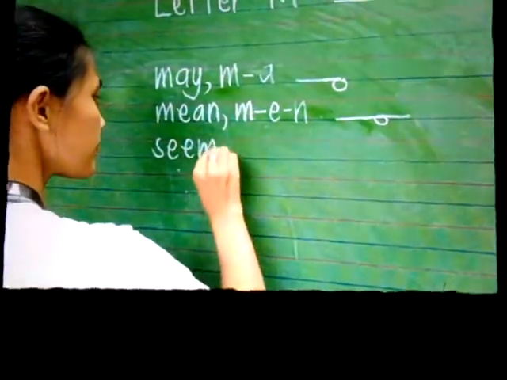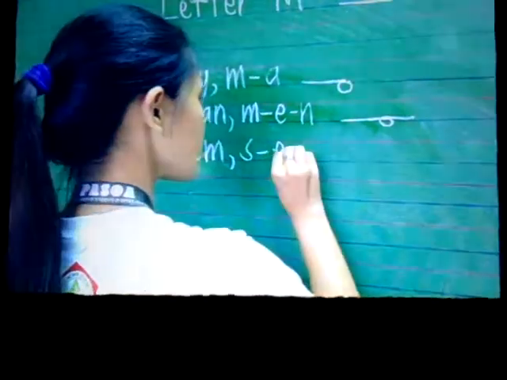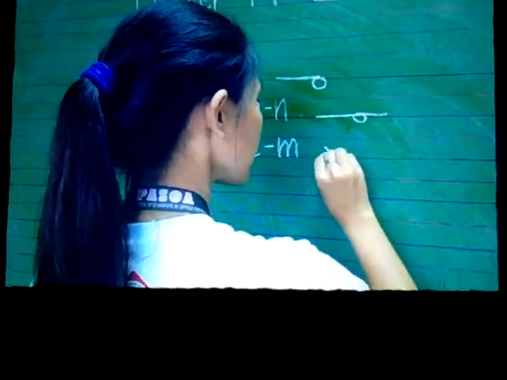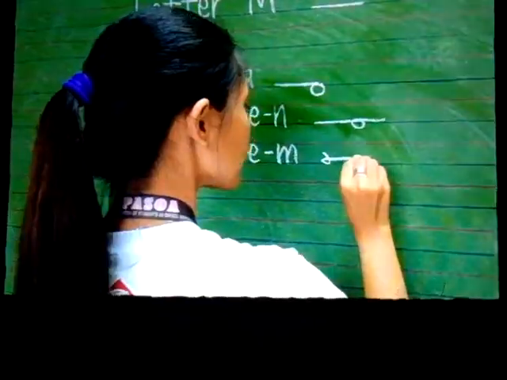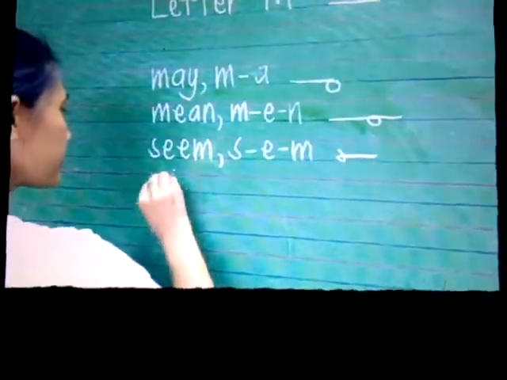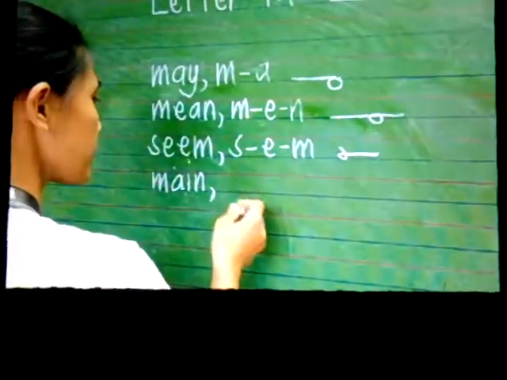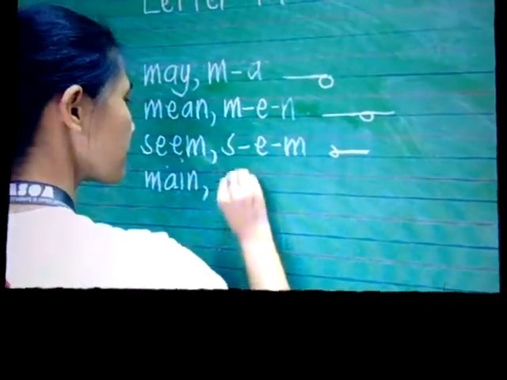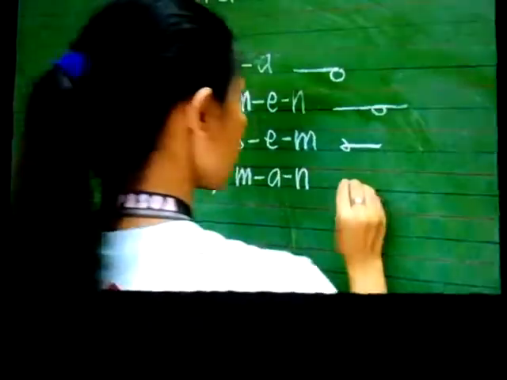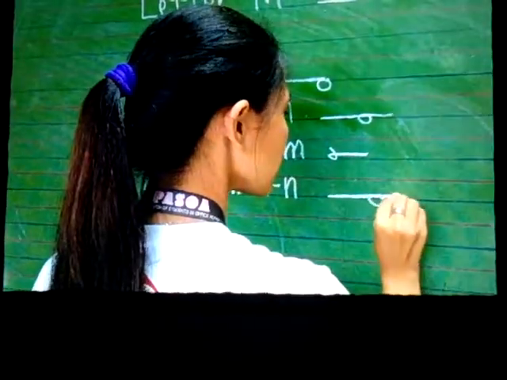Next is the word sim. Sim is represented by letter S, E, and letter M. So, the stroke for this are the shorthand letter S, E, and letter M. Next is the word main. Main is represented by letter M, A, and letter N. So, the stroke for this are the shorthand letter M, A, and letter N.